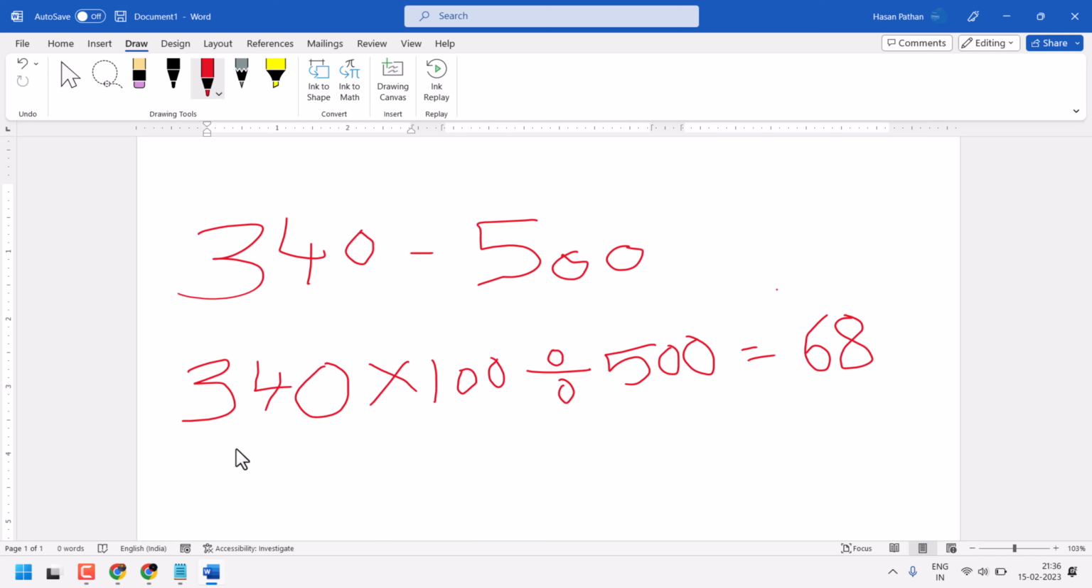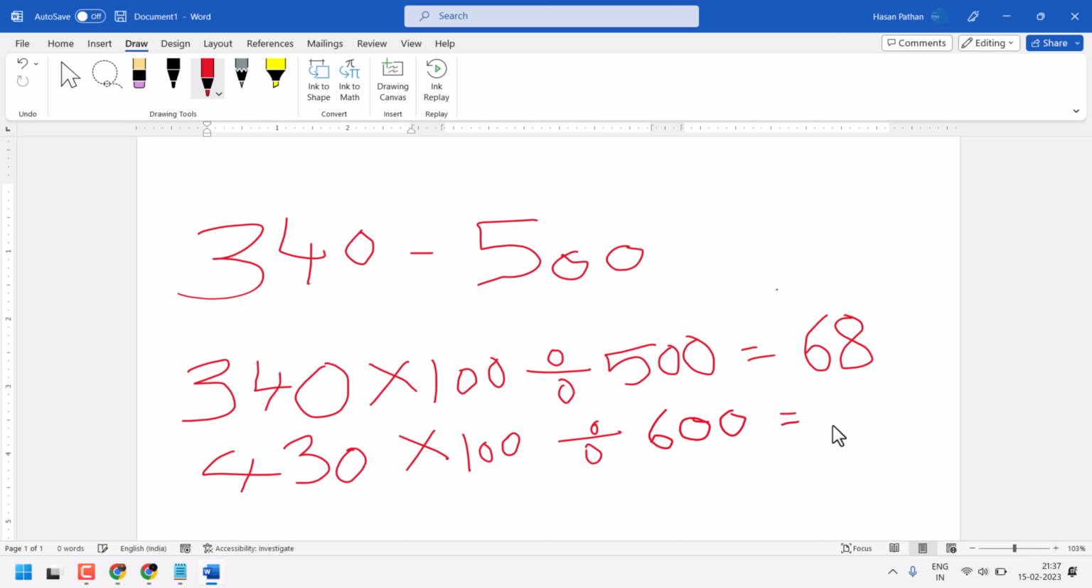Similarly, if someone got 430 marks and total marks is 600, so type here total marks. So this is the maximum marks number 600 and someone got 430.